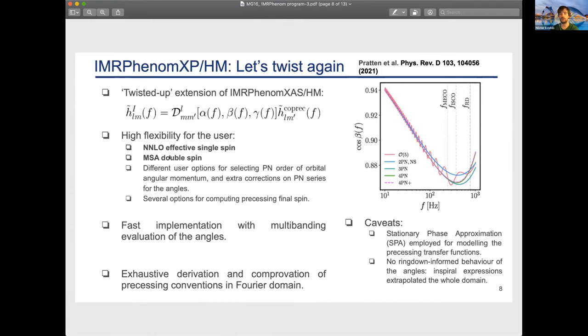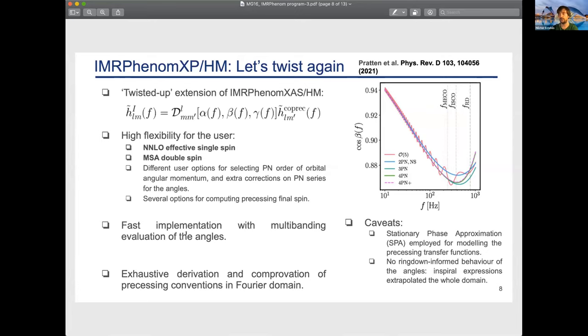The model also allows the user to select variations of these two approaches. For example, one can select the post-Newtonian order employed for the computation of several quantities like the orbital angular momentum norm, etc. Another important source of flexibility is the computation of the final spin, allowing several motivated approximations to compute the precessing final spin.